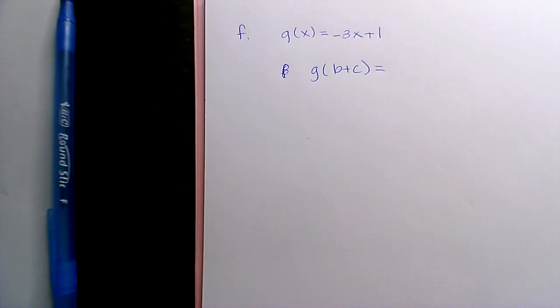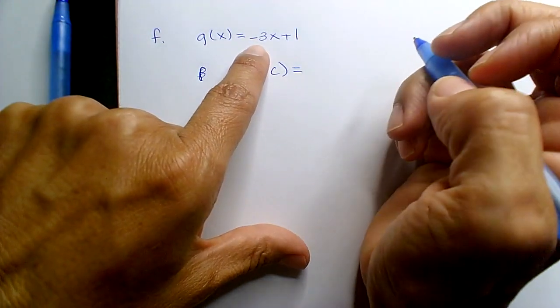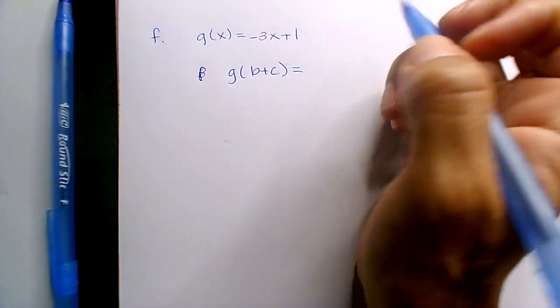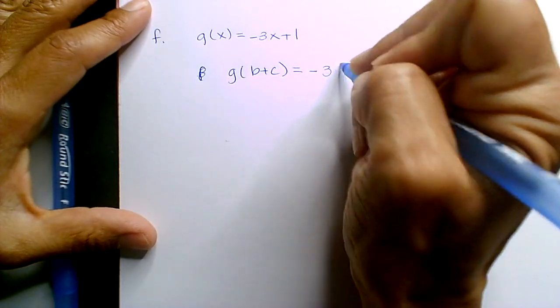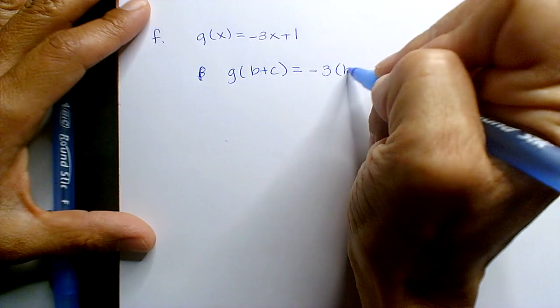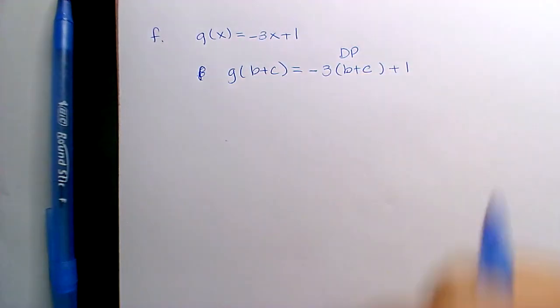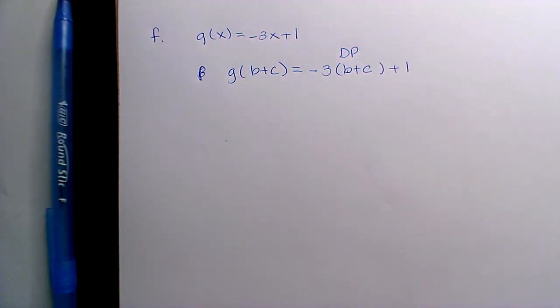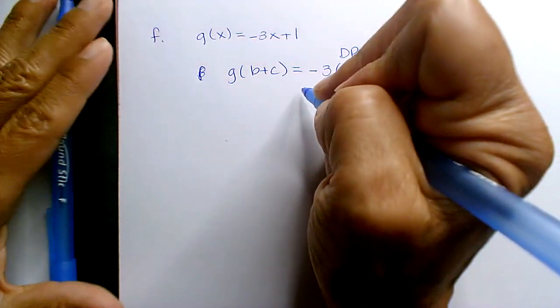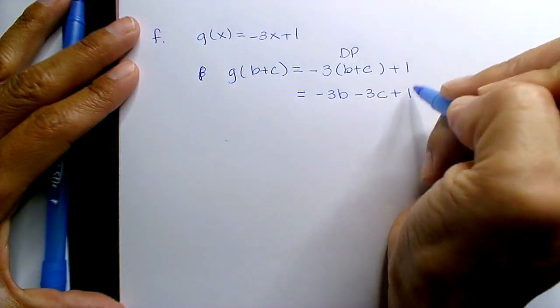Okay, so you're substituting b plus c for the x. And so if you write the function negative 3x plus 1, I'm just going to place a placeholder, and in place of the x, I place the b plus c. And then you're going to go ahead and perform the distributive property, right? Put a negative 3, multiply, multiply. And you get negative 3b minus 3c plus 1.